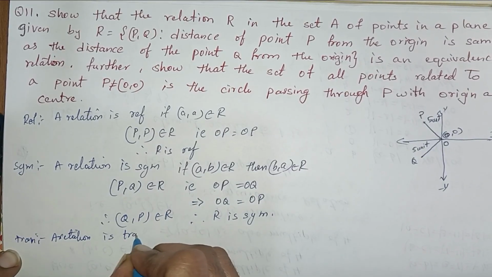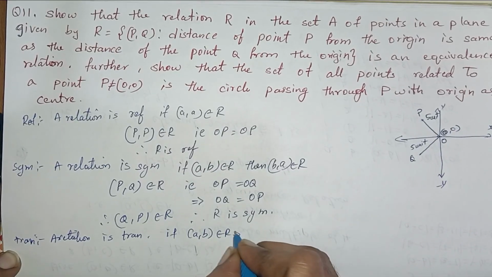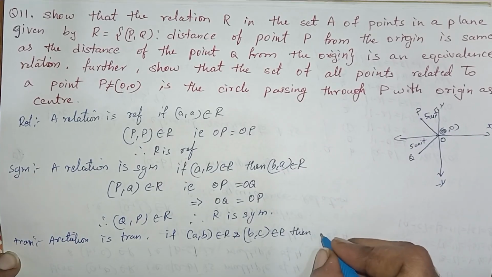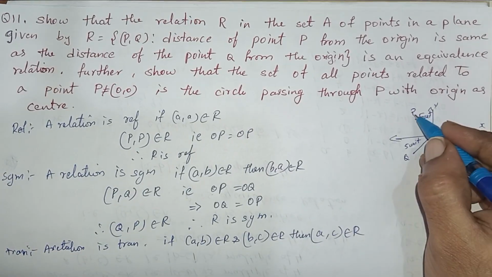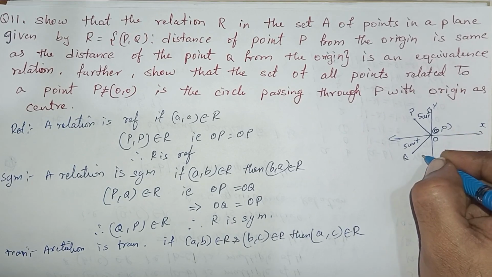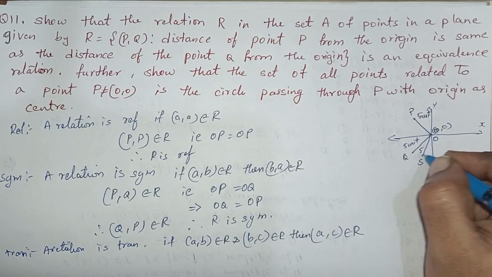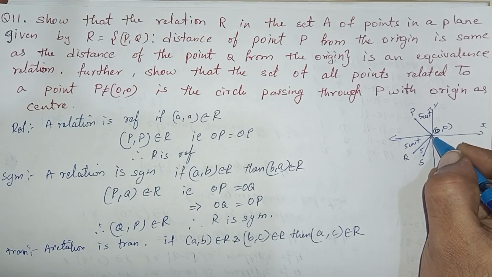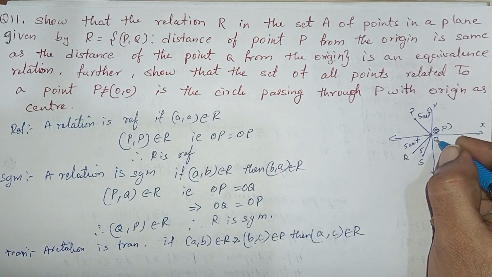A relation is transitive if A comma B belongs to R and B comma C belongs to R, then A comma C should also belong to R. So here we have OP and QO. Now let us take another point, point S. Taking O comma P, which is also 5 units, we know that P comma O is 5 units, equal to Q comma O. Again Q comma O is equal to S comma O.